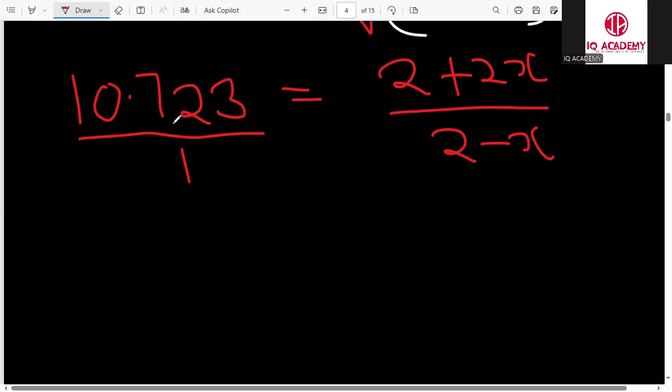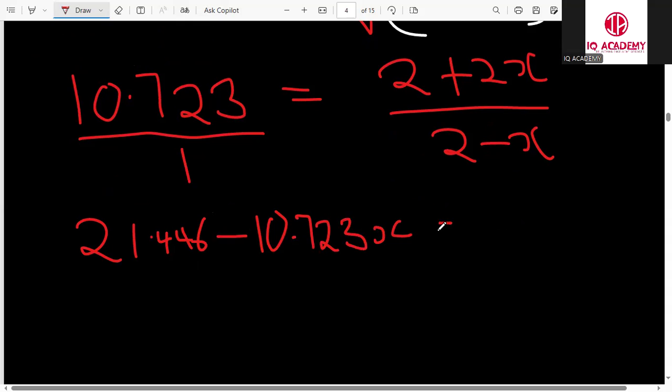So I'm going to say this guy here multiplied by this. What am I getting? Okay, so 10.732 multiplied by this. My calculator is saying I'm getting 21.446, and then 10.723 multiplied by x. I'm getting the same number with x. Okay, and then on the other side, I have 2 plus 2x.